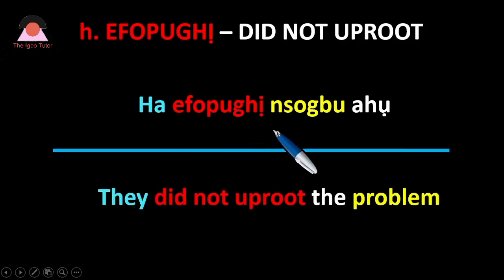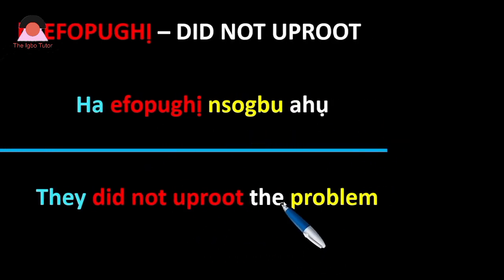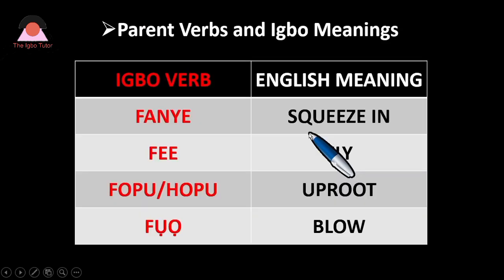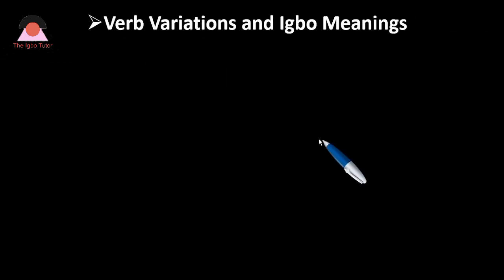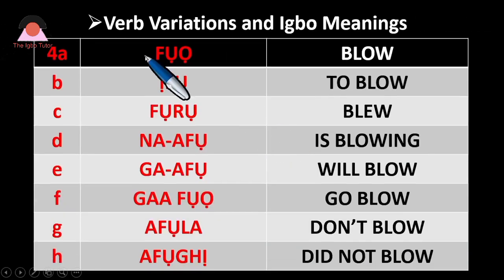Ha efopụghị nsogbu ahụ. We go back to our original parent verbs. I pick the last one now. Fụọ, blow, pass air into an open space. All right, let's see the variations. Fụọ, blow, ifo, to blow.